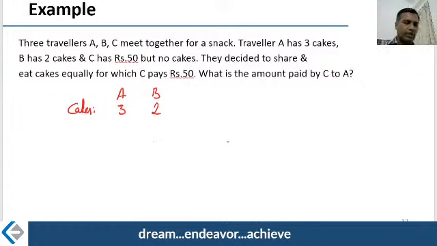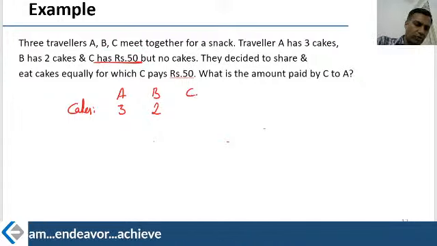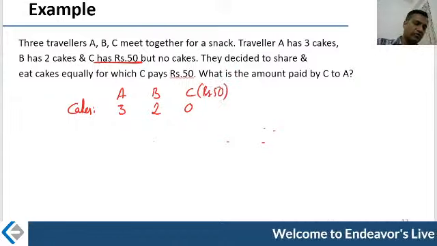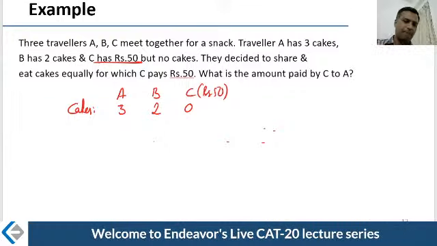And then there is C. Now C has no cakes, but he has rupees 50. Cakes perspective, 0. Money perspective, rupees 50. So look at the wording there: they eat the cakes equally, for which C pays rupees 50.